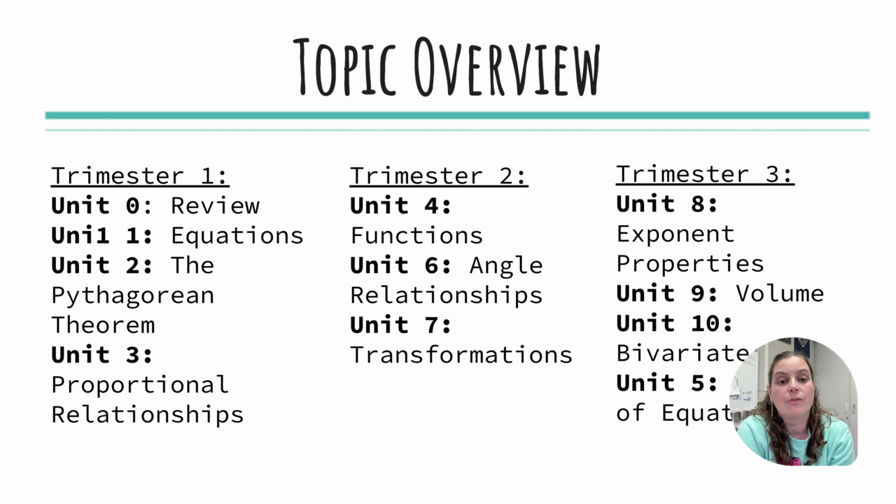So here's a little overview of what we'll be doing this year. You'll see trimester 1, right now we're in a review unit. Then we'll be doing equations, the Pythagorean theorem, and proportional relationships. After that, we'll be doing functions, angle relationships, and transformations. And then in 3rd trimester, we'll be looking at exponent properties, volume, bivariate data, and systems of equations.